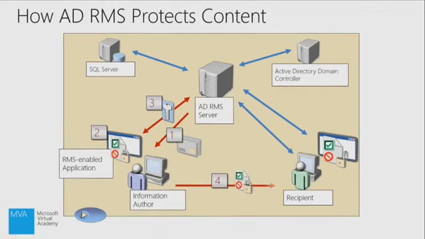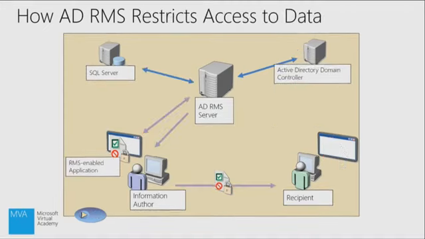Once that's done, the AD RMS protected content file is sent to the recipient. I send it to somebody, I publish it somewhere, and it sits waiting to be read. In the next step, once that's done, how do we restrict access to that data? What happens on the recipient side? The recipient receives the file and opens it.